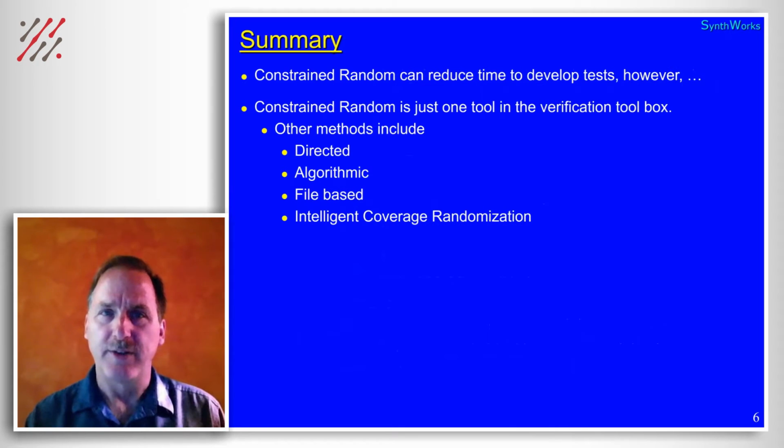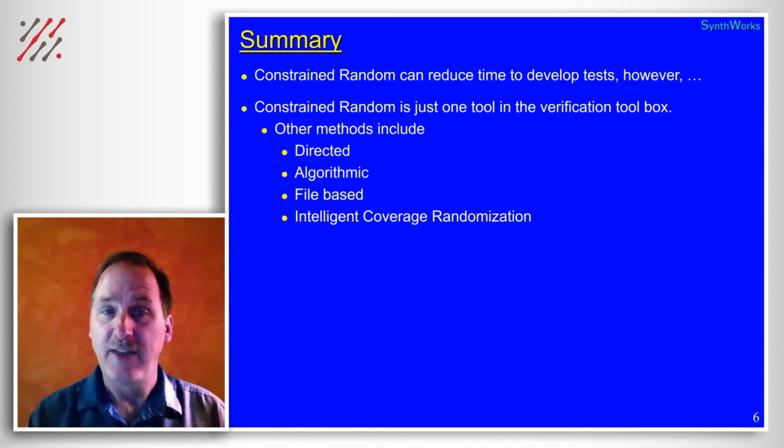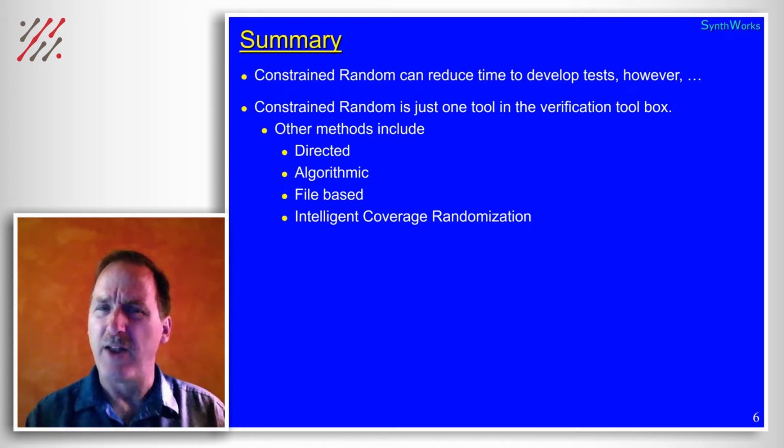So, kind of summarizing, constrained random tests can reduce the time it takes to develop tests. However, keep in mind that constrained random is just one tool in the verification toolbox, and other methods include directed testing, algorithmic testing, file-based testing, and intelligent coverage randomization, which we'll talk about a little bit in the next section.